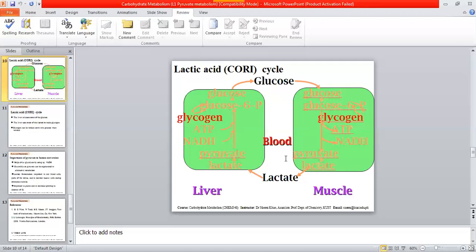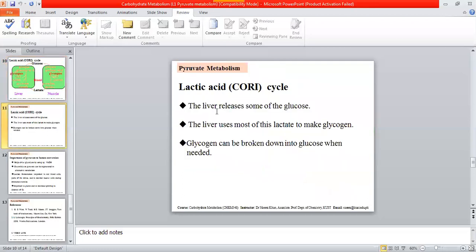For example, in fasting, at Sehri time and Iftari, when the glucose level is high, it is mainly stored as glycogen. But in the later hours of the day, when the glucose level decreases, this glycogen is broken down and glucose is formed. In the liver Cori cycle, the liver releases some of the glucose. Yes, most of it is converted to glycogen, and glycogen can be broken down to glucose when needed, because this is the animal storage form of glucose, as starch is the plant storage form of glucose.